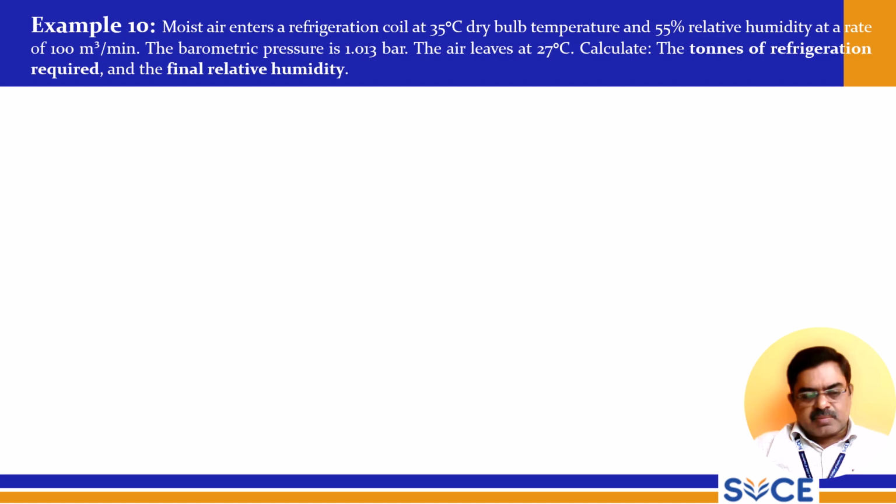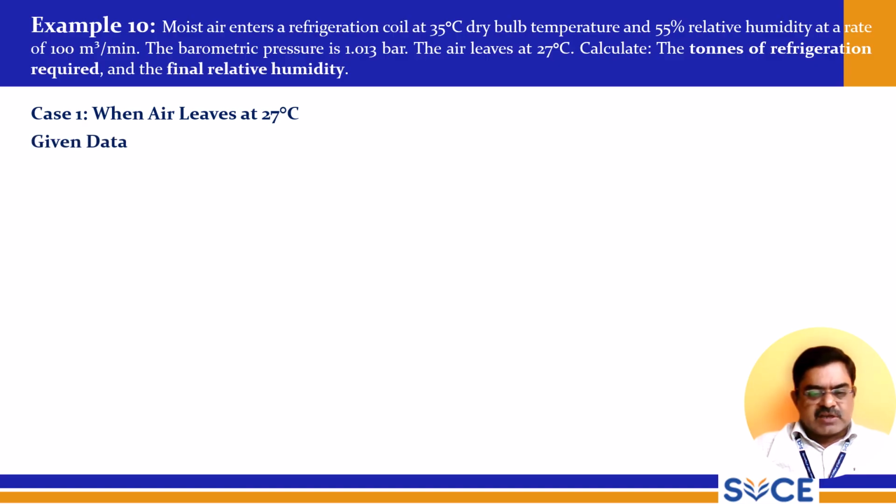So next example: moist air enters a refrigeration coil at 35 degrees Celsius dry bulb temperature and 55% relative humidity at a rate of 100 meter cube per minute. The barometric pressure is 1.013 bar. The air leaves at 27 degrees Celsius. Calculate the tons of refrigeration required and the final relative humidity.